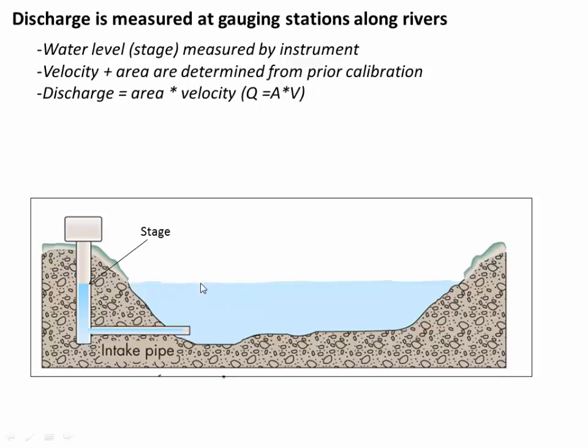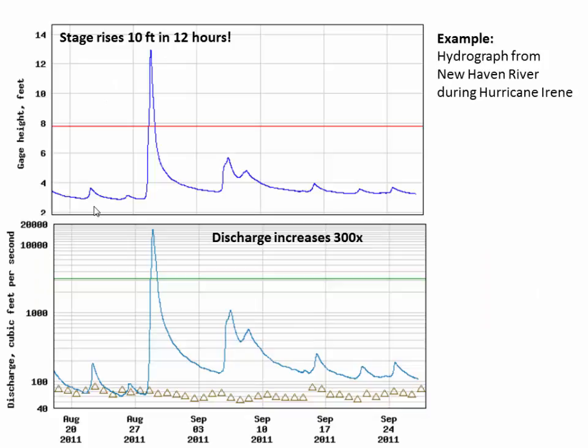And then they've previously determined how both the velocity and the cross-sectional area relate to stage. So they know that relationship between stage, velocity, and area, and then just by measuring the stage, they can actually compute the discharge in real time and broadcast that information back to a central computer. So you can go online and get information about discharge in real time.